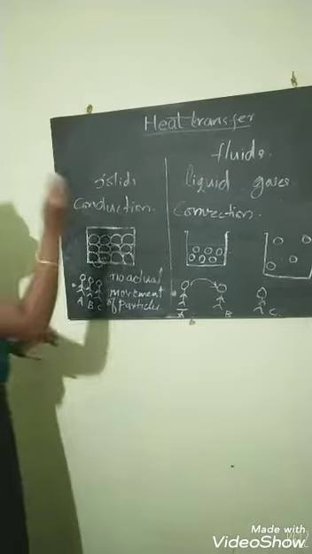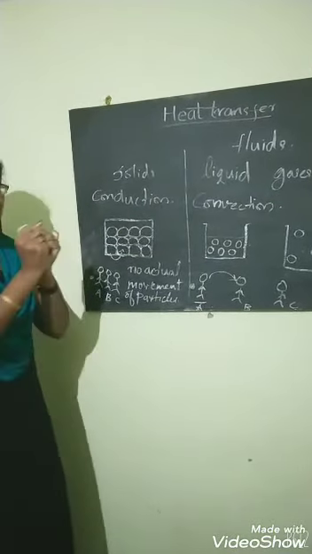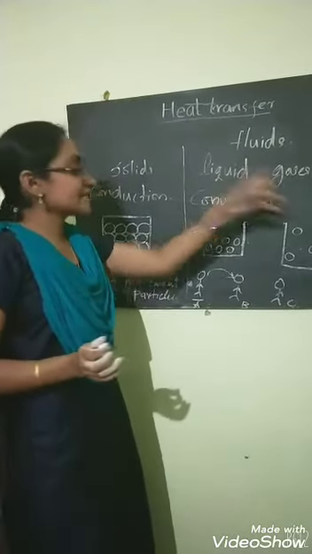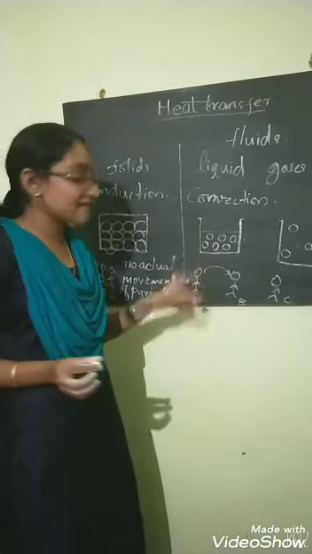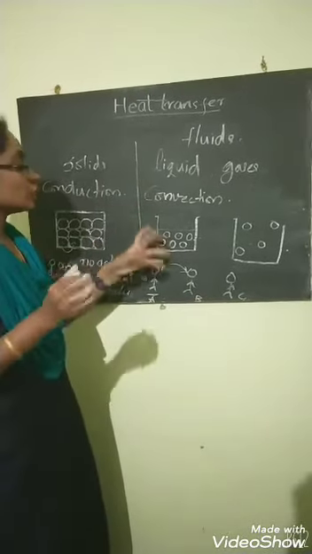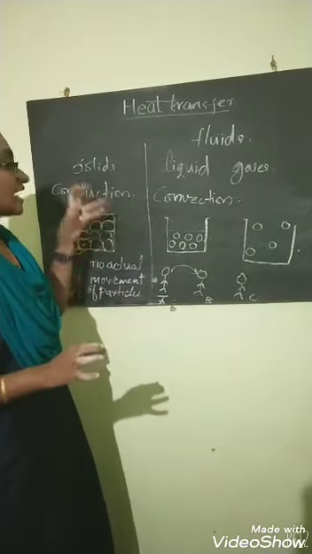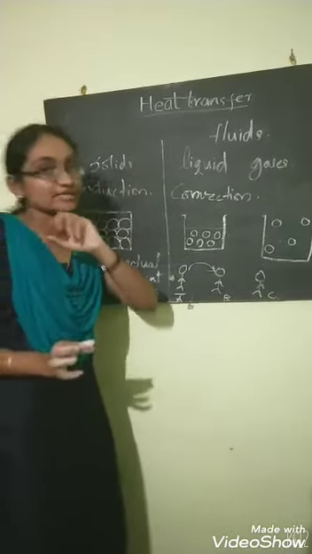That is because in solids, the molecules are very closely packed. But in liquids and gases, they have some space, and these molecules travel from one place to another to transfer heat. This is the basic concept of conduction and convection. I think it's clear for you.